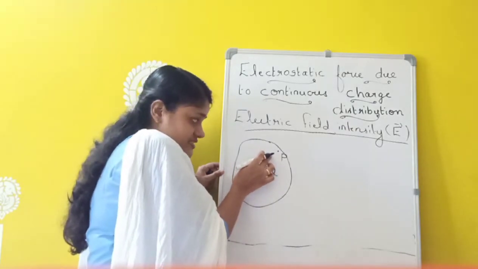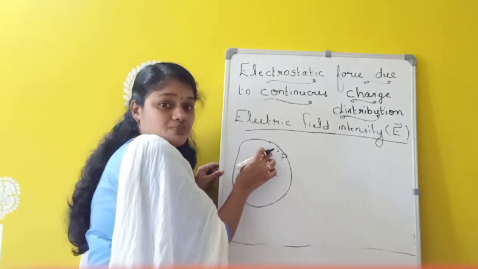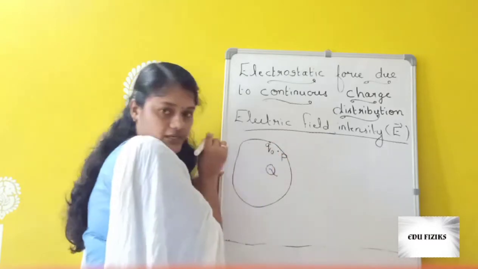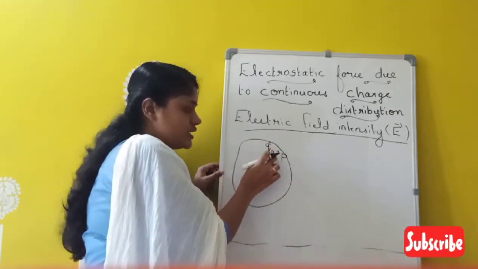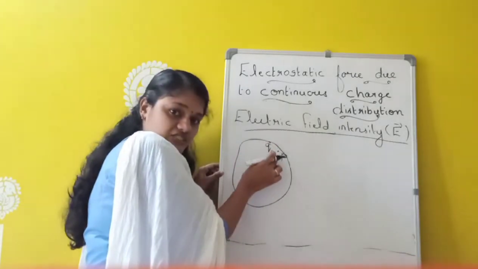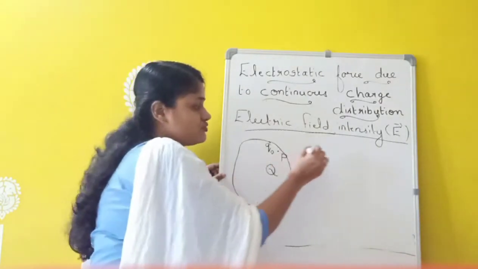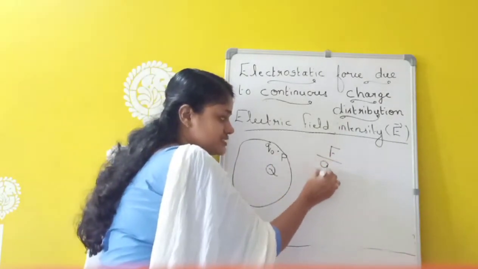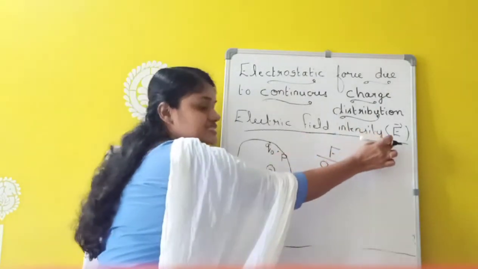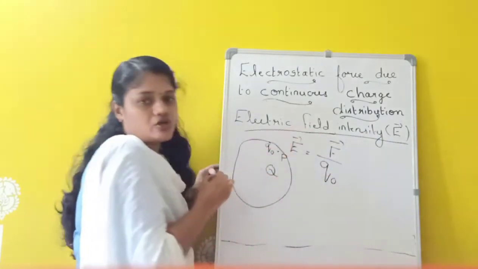So the electric field intensity at this point P is equal to the force acting per unit charge placed at that point. That means I am keeping another unit positive charge Q0 here at this point P. Then the force acting on this unit positive charge is called which one? Electric field intensity vector E. That means vector E equals vector F by Q0.